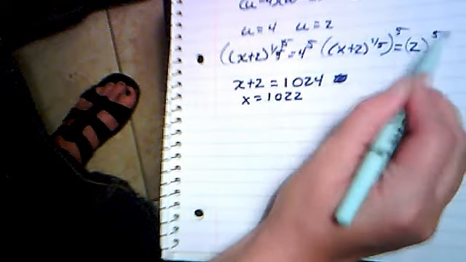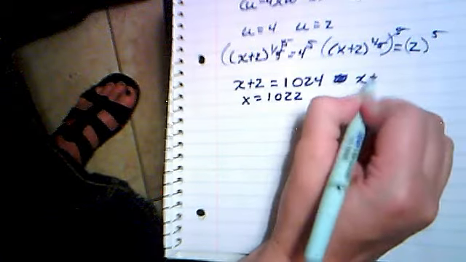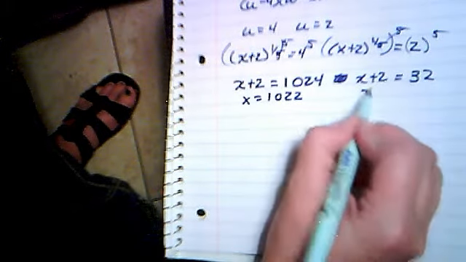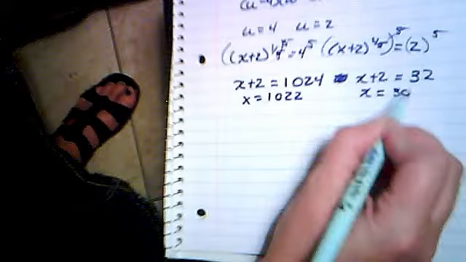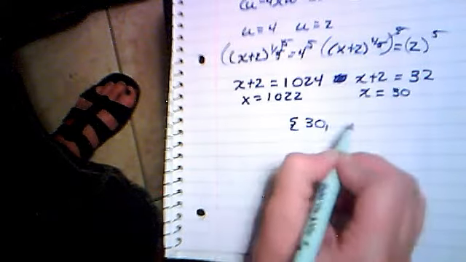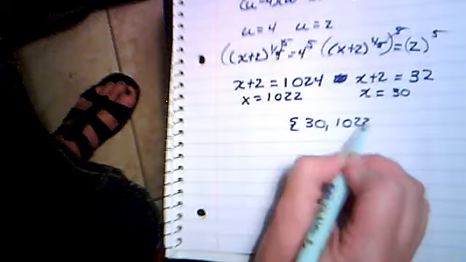This one, we're going to do the same thing. We're going to raise both sides to the 5th power to make that thing go away, and then we have x plus 2 is equal to 2 to the 5th power, which is 32, so subtract 2, and x is equal to 30. So we have our two answers, 30 and 1022.